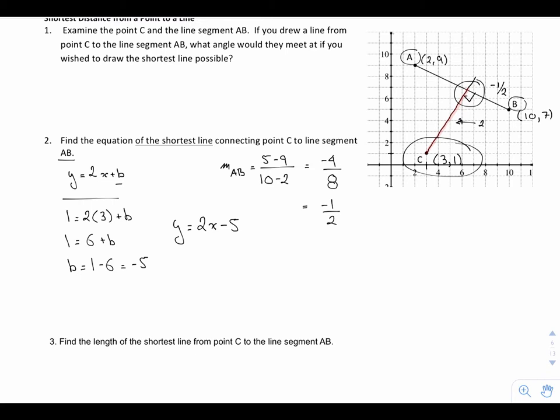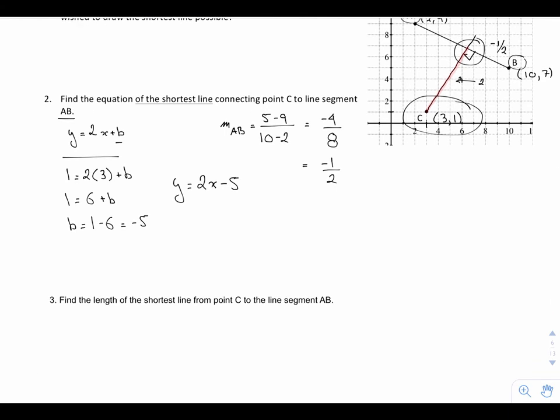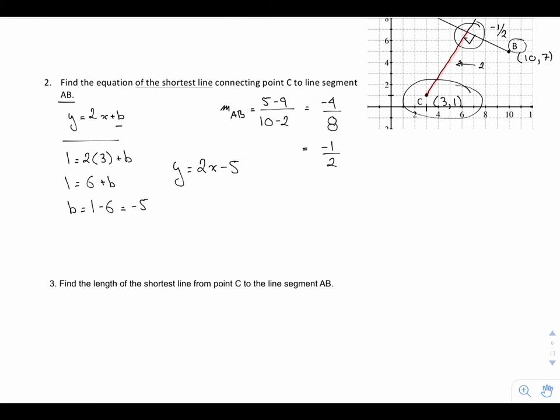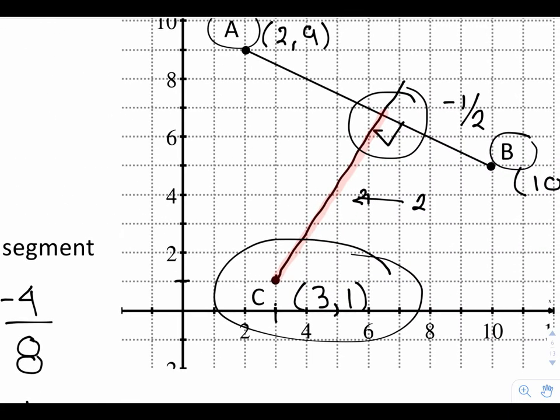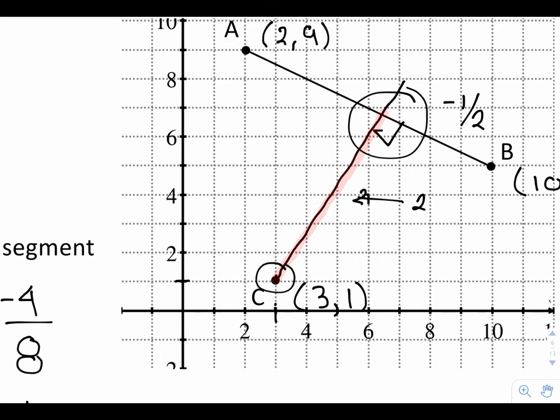Now, we're not done yet because I want to find the shortest distance from the point C to the line AB. And if I want to find a distance, if you remember from a previous lesson, I need 2 points. And currently, I only have one. If I look at my diagram here, all I'm given is the point C, which is on that line. I need to figure out what that point of intersection over here is.